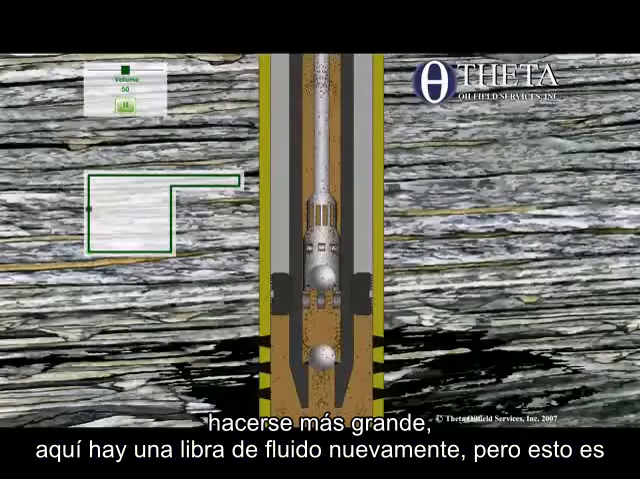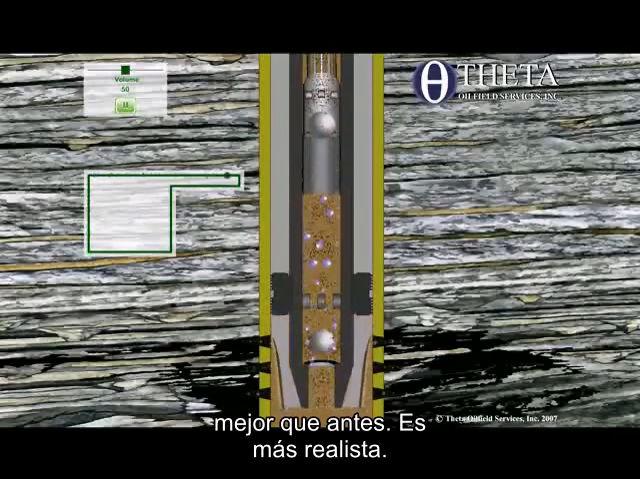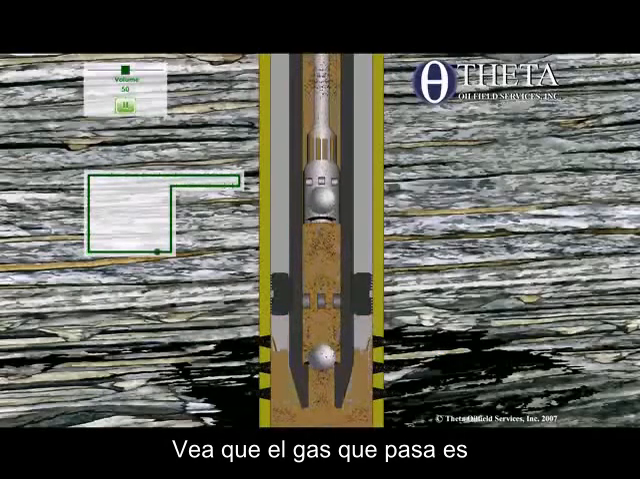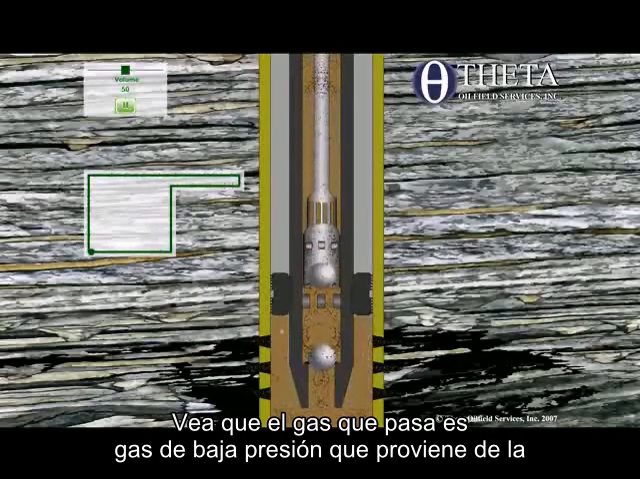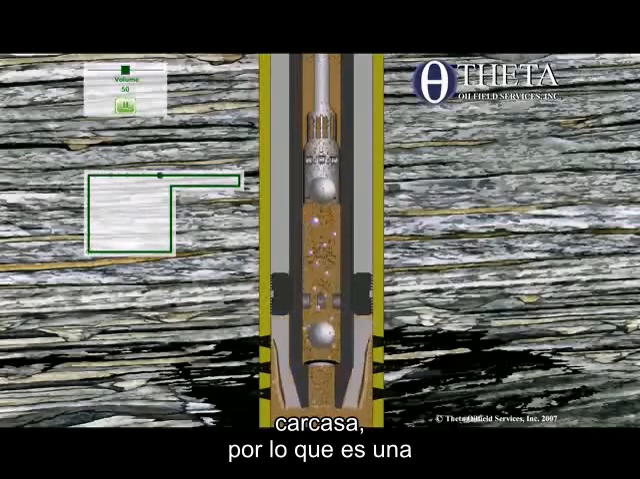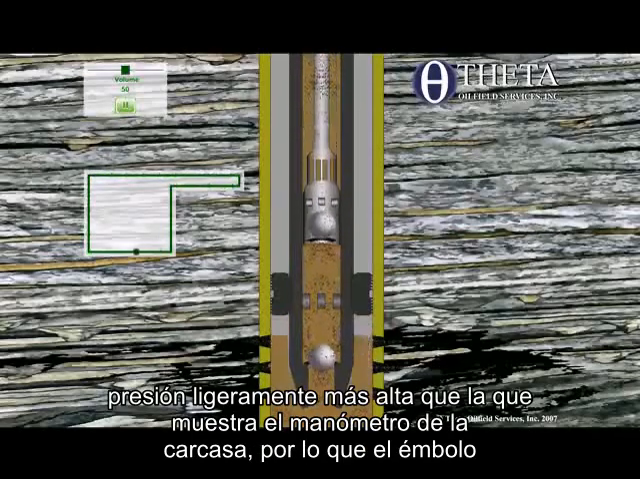Here is fluid pound again, but this is better than before, more realistic. See, the gas that goes through is low pressure gas that comes from the casing. So it's slightly higher pressure than the casing pressure gauge shows.